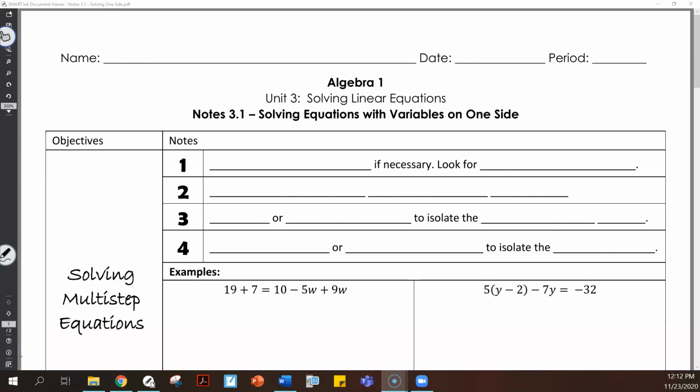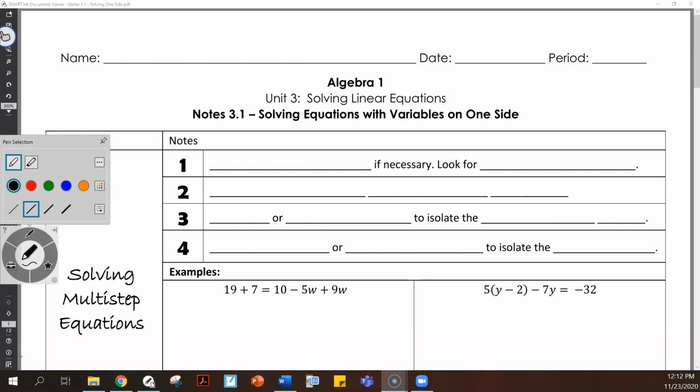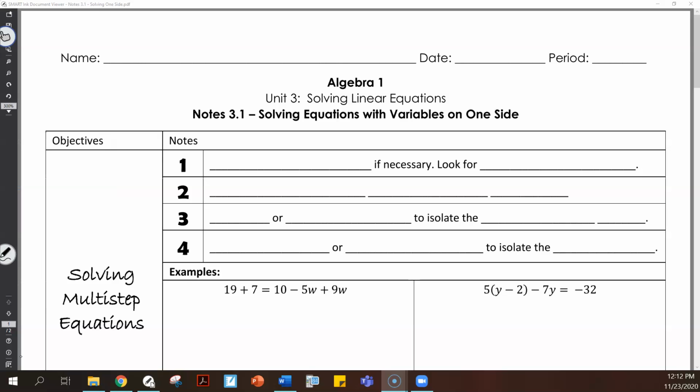Everyone. Today we're going to be solving multi-step equations when all of the variables are on the same side. So anytime I'm solving an equation, the very first thing I want to do is make sure that I simplify my equation as much as possible before I start doing anything to it. This is going to make it easier to see what actually needs to be done next.